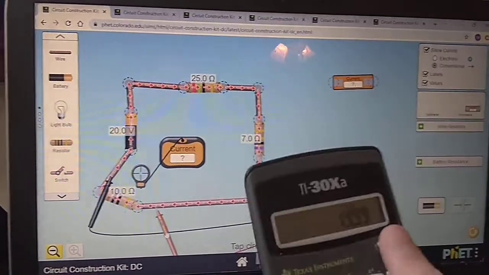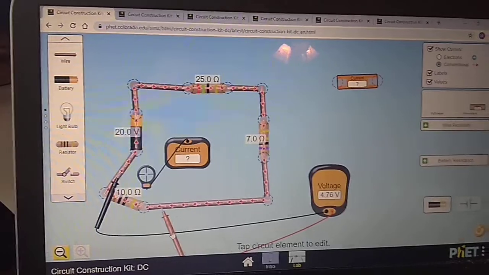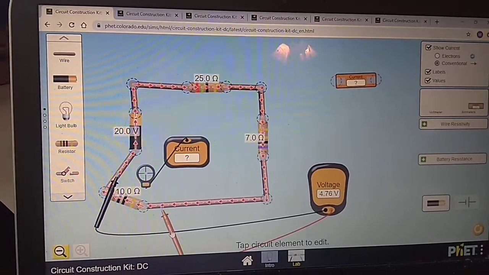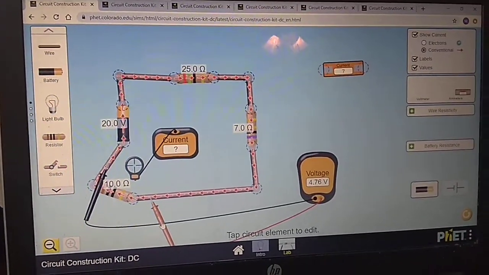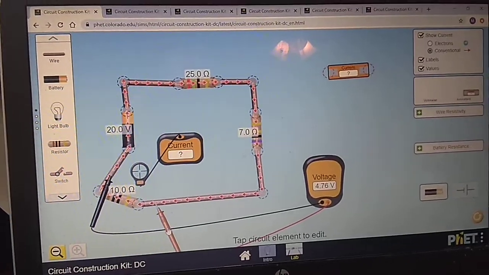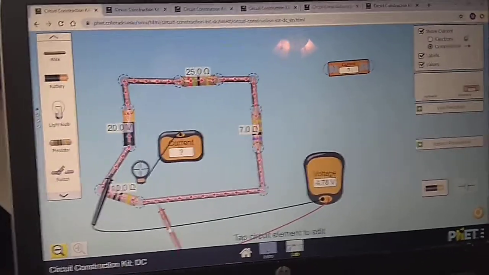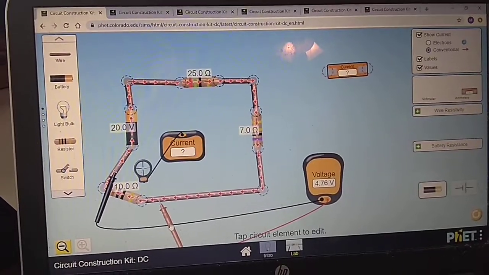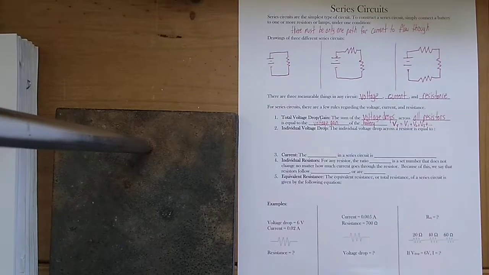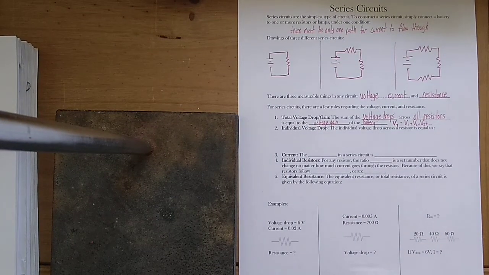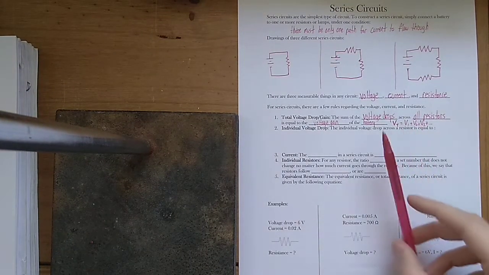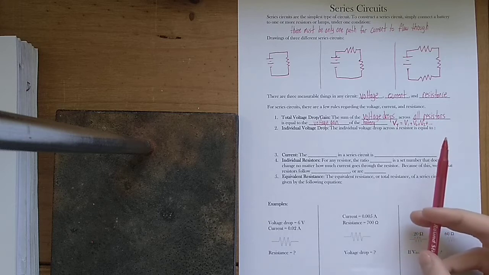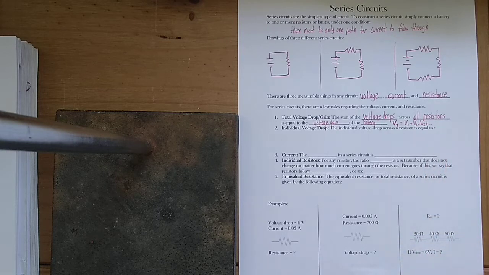Again, very close to 20, and you see that 20 is the voltage gain that the battery has. The total, not the voltage drop, for a battery. Batteries don't cause voltage drops, they cause voltage gains. So again, we see that the total voltage gain for the circuit is equal to the sum of the voltage drops across all resistors. That's a total voltage, and that's equal to the voltage gain of the battery.